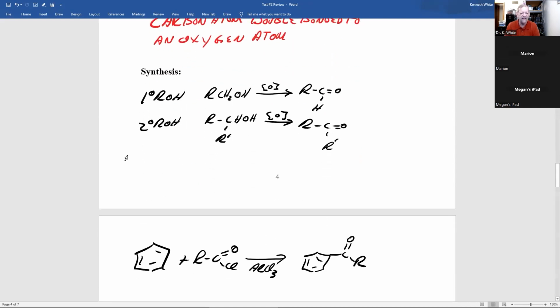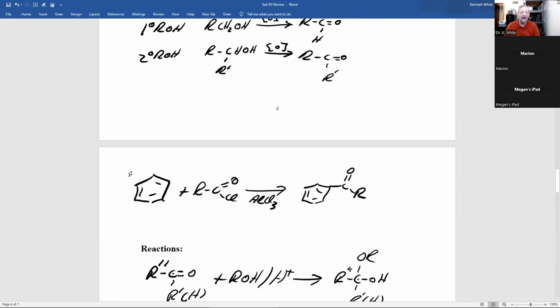All right, how do you make ketones and aldehydes? Well, we already did this. Take a primary alcohol, oxidize it, you get an aldehyde. Take a secondary alcohol, oxidize it, you get a ketone. Now, this is a neat reaction, and that's to make aromatic ketones.